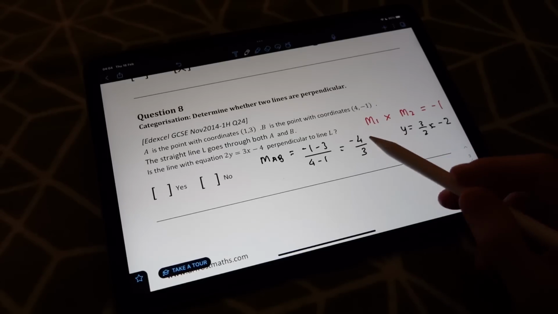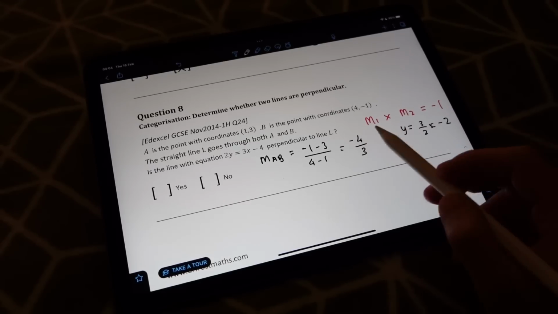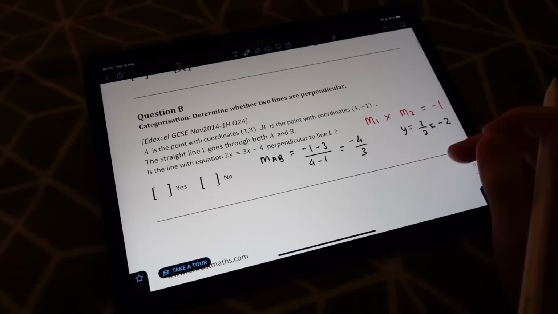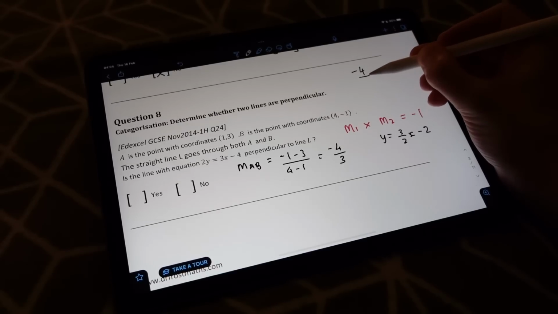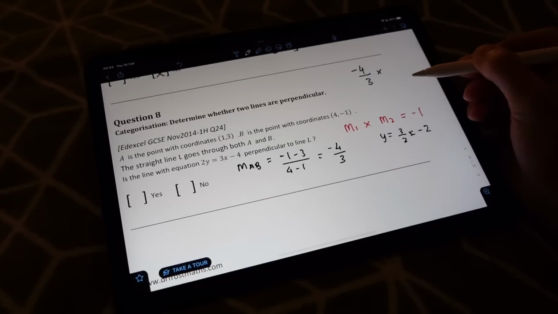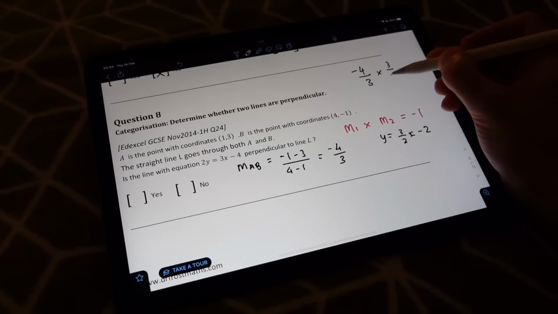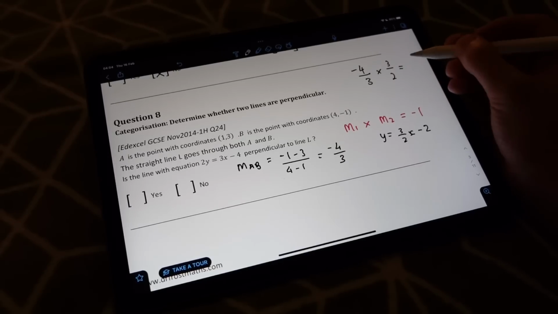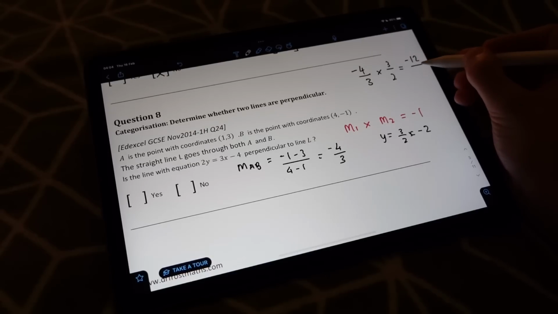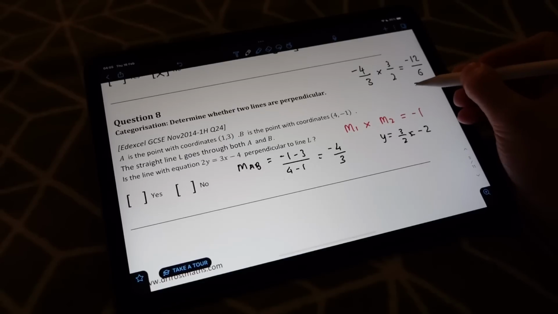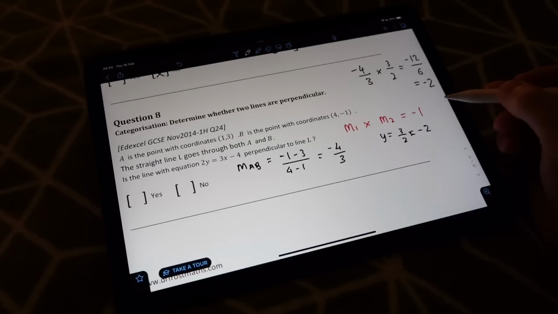Because you need to flip them and then multiply it by negative 1, but I won't explain. Let's multiply them. I'll do it up the top here. Negative 4 over 3 multiplied by 3 over 2. And this is going to give us negative 12 over 6, which indeed gives us negative 2, which is not negative 1.